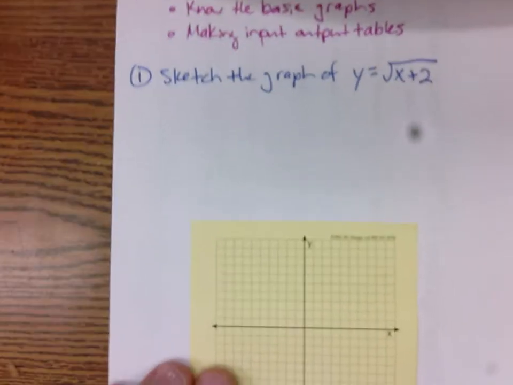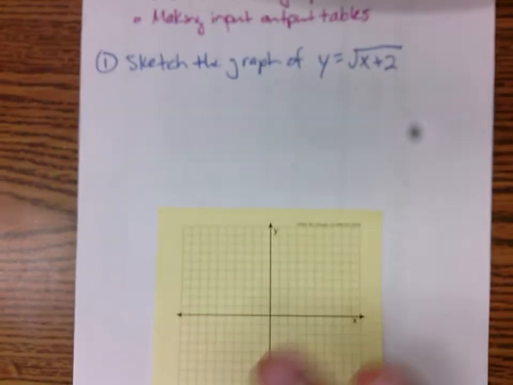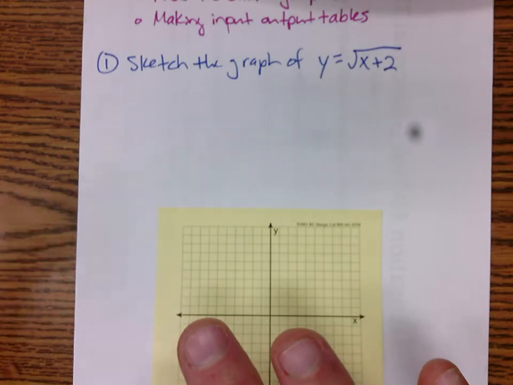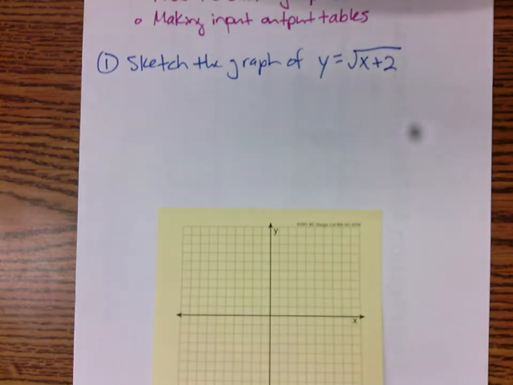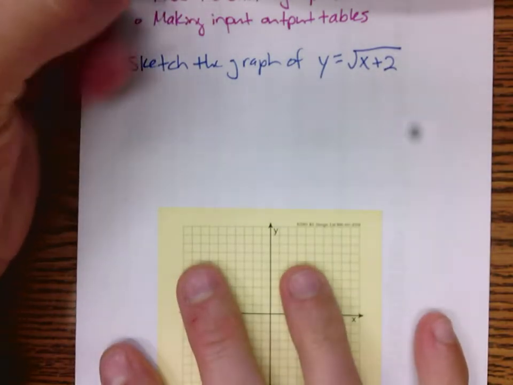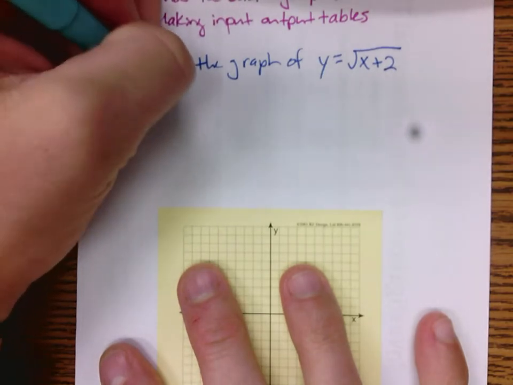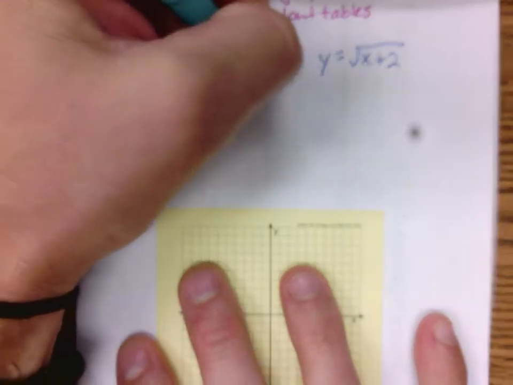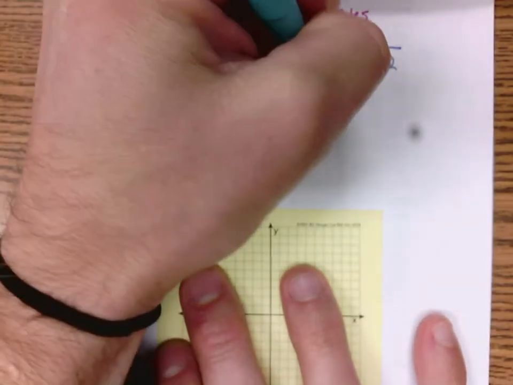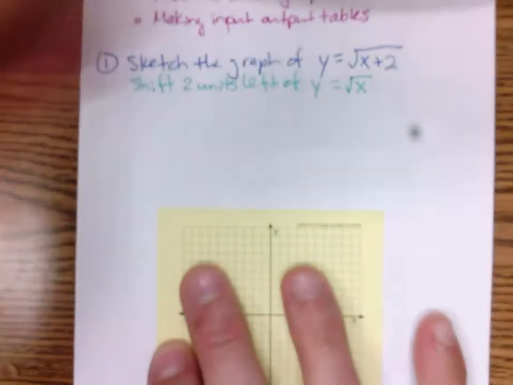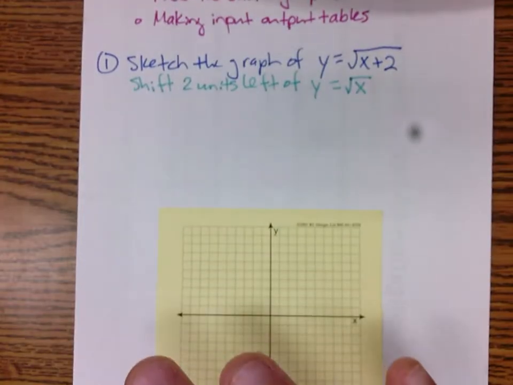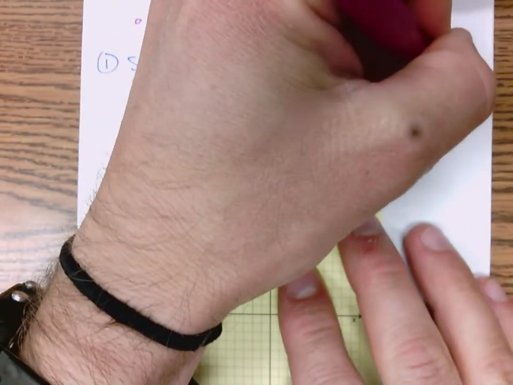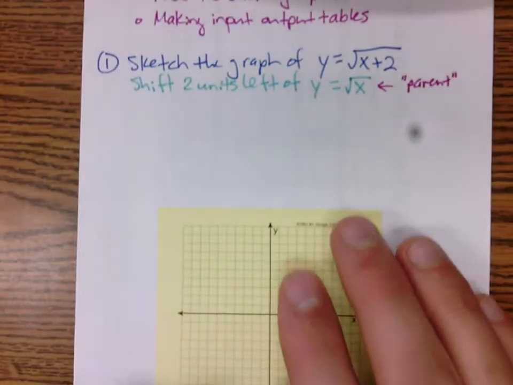So here we have: sketch the graph of y equals the square root of x plus 2. Now, you've probably at this point already gotten the idea, since we've done a lot of preparation for this, that this, and I'm just going to give it away, is a shift 2 units left of what we usually call the parent graph, y equals square root x, right? So we often call this, again, the parent, okay?